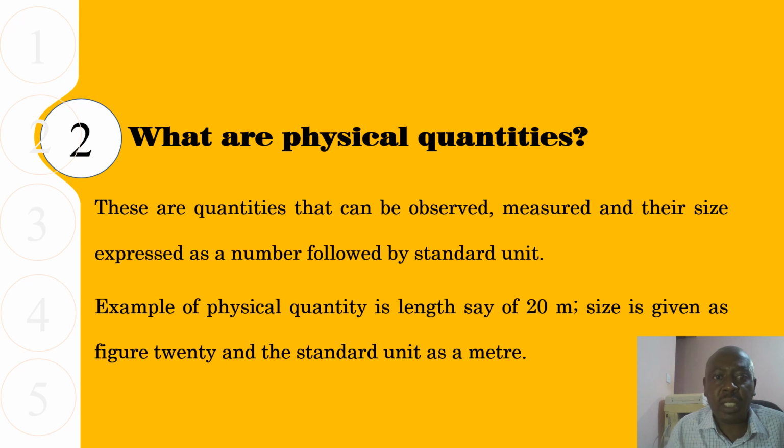What are physical quantities? These are quantities that can be observed, measured, and their size expressed as a number followed by a standard unit. A good example of the physical quantity is length. Let's say 20 meters. The size is given as figure 20 and the standard unit is given as a meter. So when you talk of 20 meters, it's 1 meter repeated 20 times.